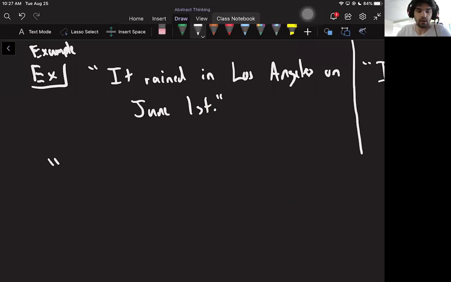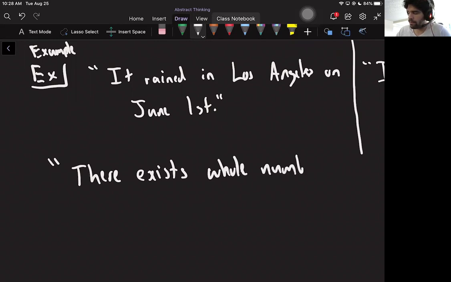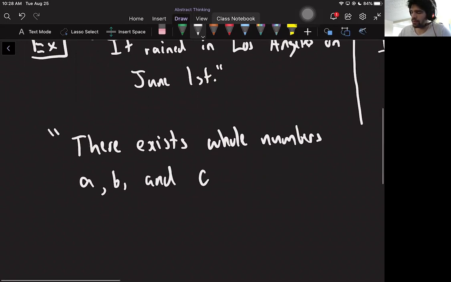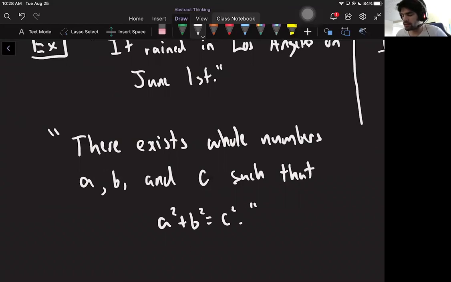Here's another one. There exist whole numbers a, b, and c such that a squared plus b squared equals c squared. So this is a very mathy sentence. You'll see the phrase "there exists" and "such that" quite a lot in this class.